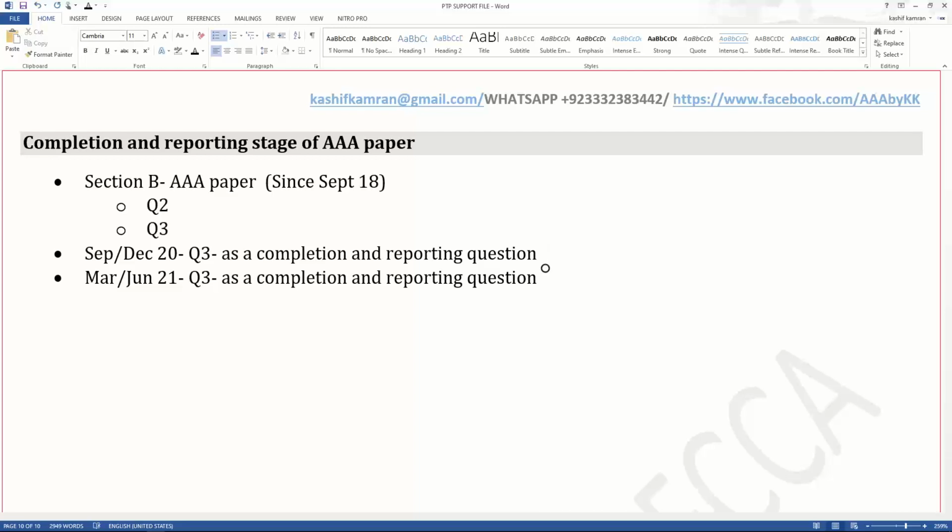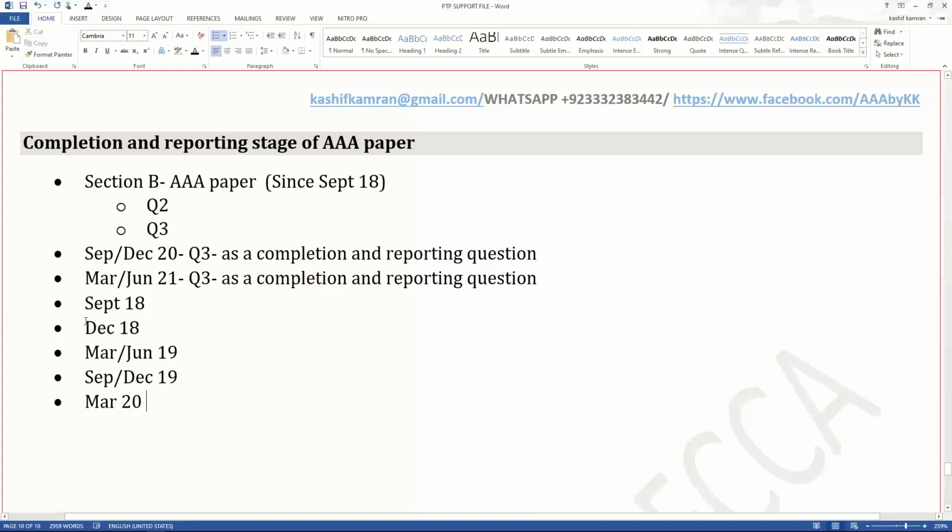Now, when you look at the exam sittings other than the recent one, suppose you look at the September 18 exam sitting, the December 18 exam sitting, the March, June 19 exam sitting, the September, December 19 exam sitting, the March 20 exam sitting available. In all these exam sittings, the examiner has used question number 2 as the completion and reporting question.